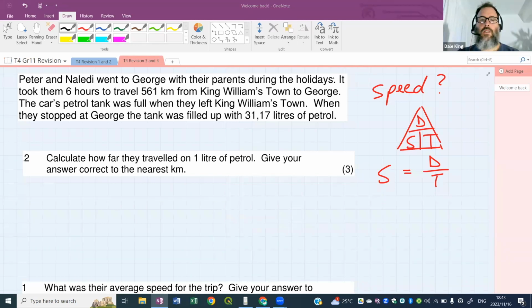Nearest whole kilometer. Okay, we've got the car traveled 561 kilometers and it used 31.17 liters of petrol. So how far for 1 liter of petrol?